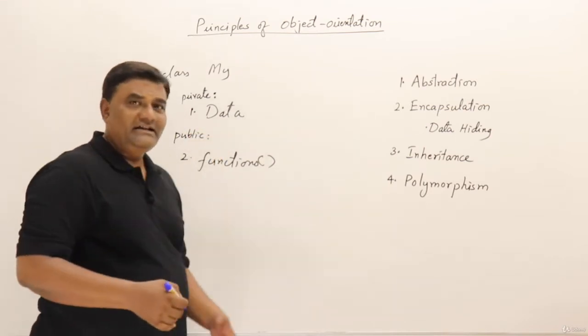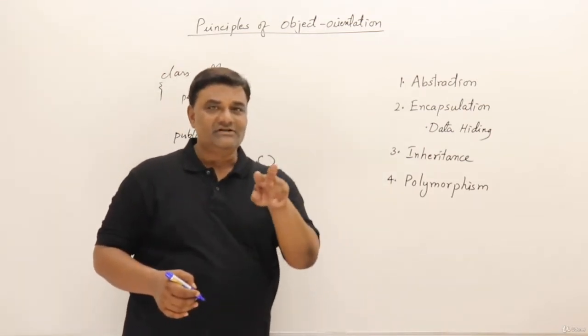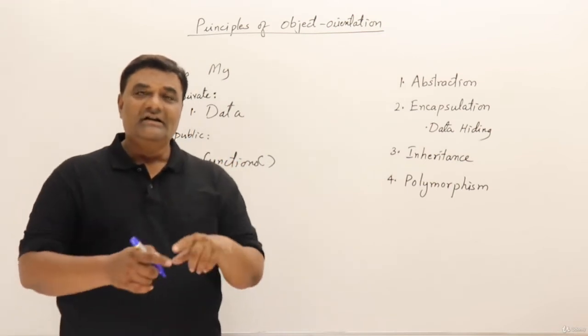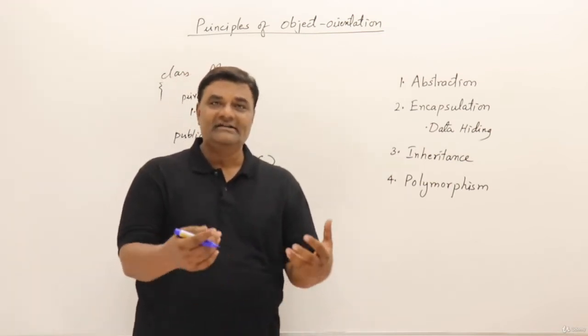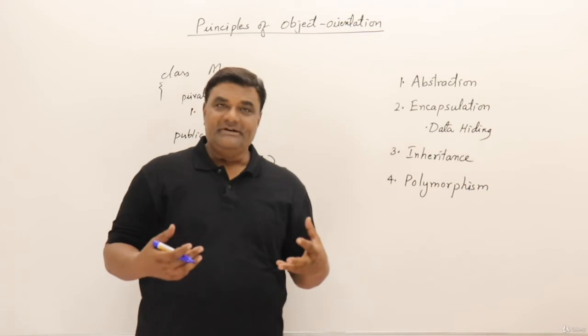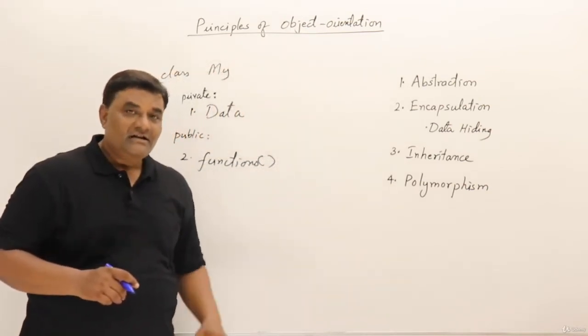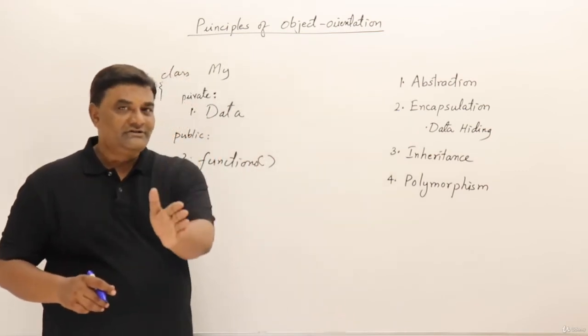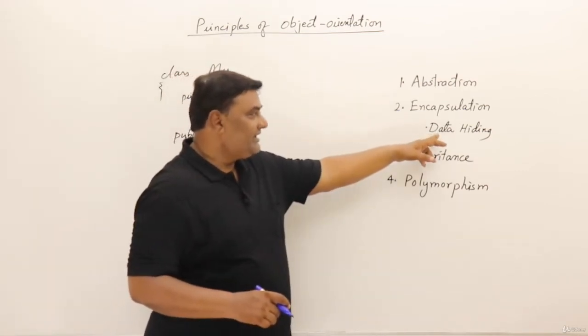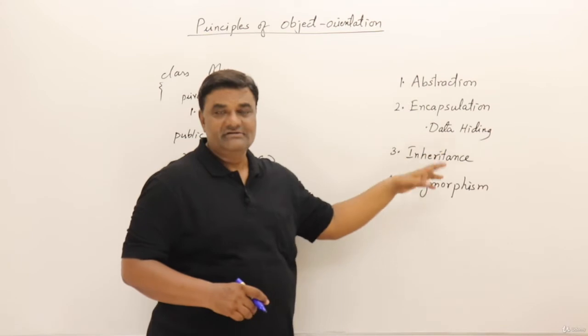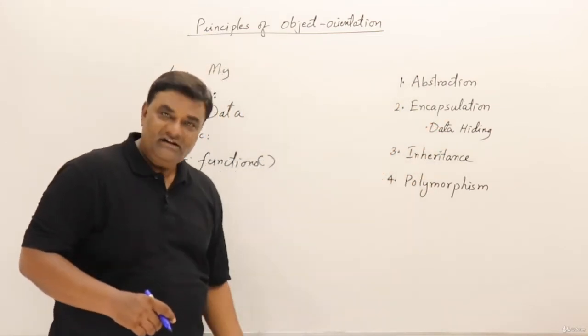You can see that in a television everything is hidden inside and the functions are coming out, the buttons are coming out. In a car everything is hidden inside, only the dashboard is coming out. So functions are visible, you can use those functions. We hide the data and show the functions, and we also achieve data hiding along with encapsulation. So data hiding comes as a part of encapsulation.